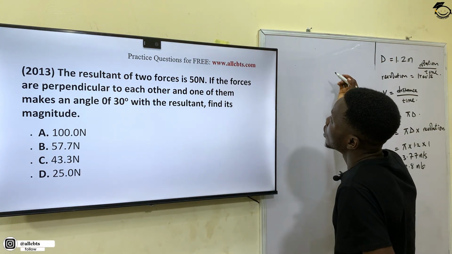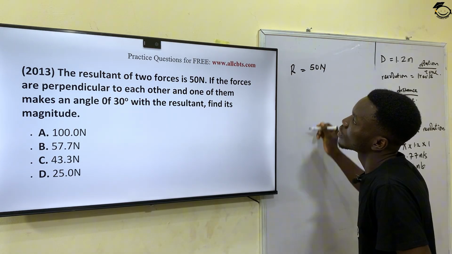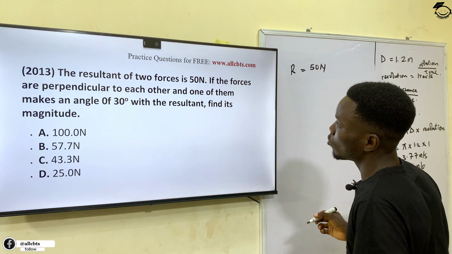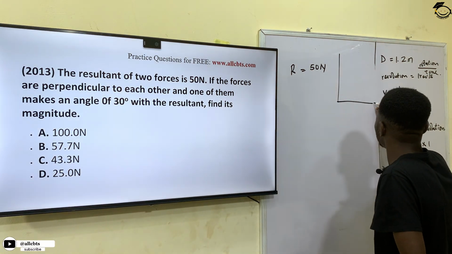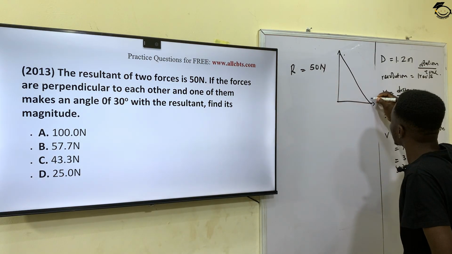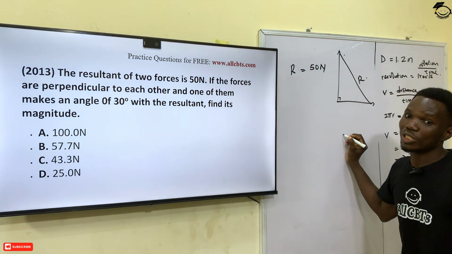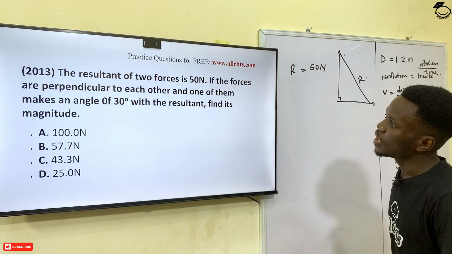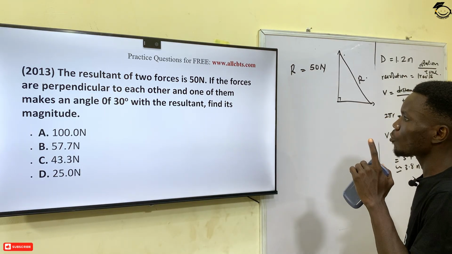So I have my resultant here as 50 Newton. If the forces are perpendicular to each other, so this means that here, look at this. I'm having these forces. This is their resultant. So they are perpendicular to each other, which means that the angle between them is what? 90 degrees. Then it said one of them makes an angle of 30 with the resultant.